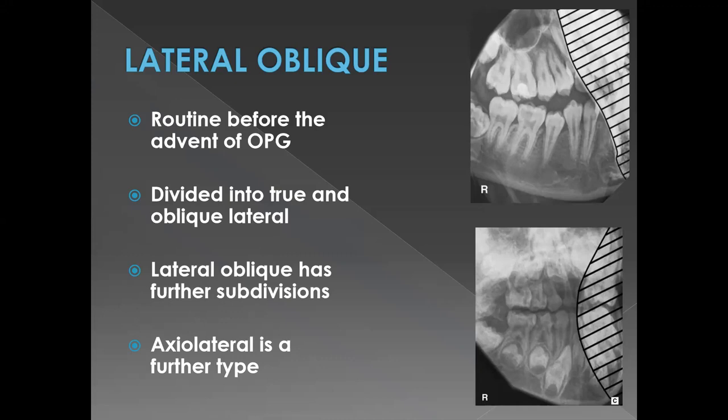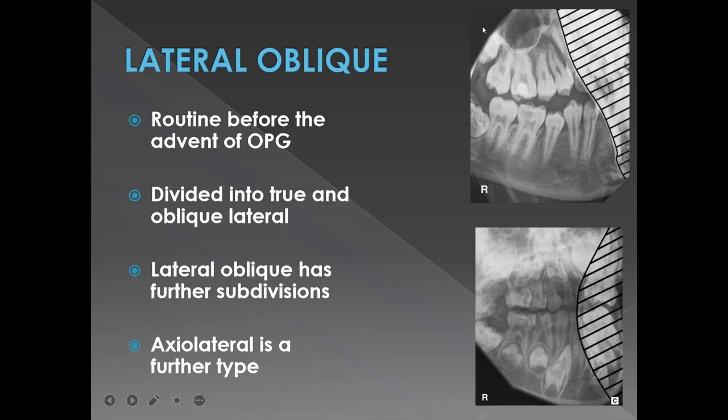There was a further subtype which has recently come to my attention. One of my TMOs was very kind enough to bring this to my attention, that an axiolateral is a further subtype of the obliques. And it is something that you won't find in books. I tried quite hard to look for it in books, but I could only find it in SlideShare presentations. Since it was mentioned in the X-rays that are done for evaluating mandibular trauma, I thought I'll also include these and show you what axiolaterals are, basically.